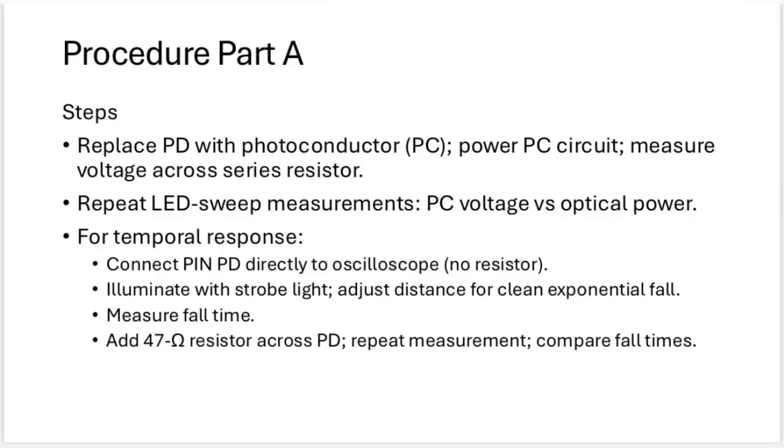Then we were able to move to the temporal response test, where we connected the PIN photodiode directly to the oscilloscope without the resistor and illuminated it with the strobe light, and then we added the resistor before measuring and comparing the fall times.